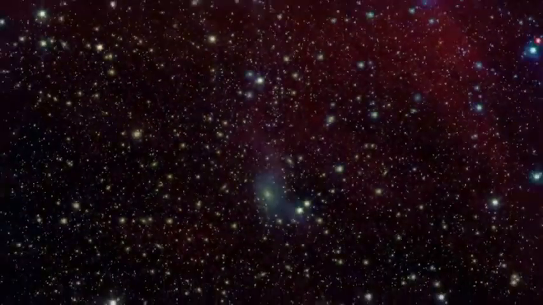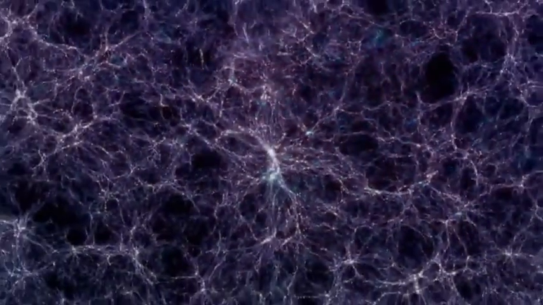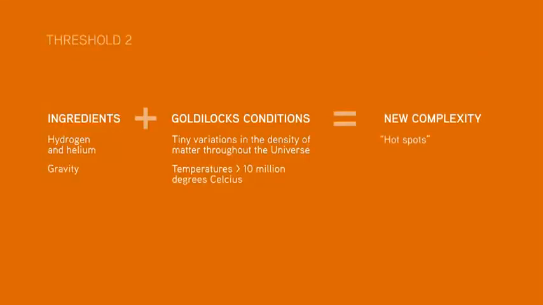Galaxies in turn grouped together into huge clusters and chains of galaxies, the largest structures in the universe. Suddenly, the universe seemed to have a lot more variety and a lot more structure. Now, what new things could happen in a universe filled with stars?